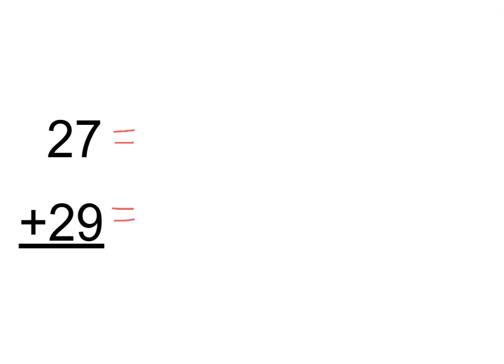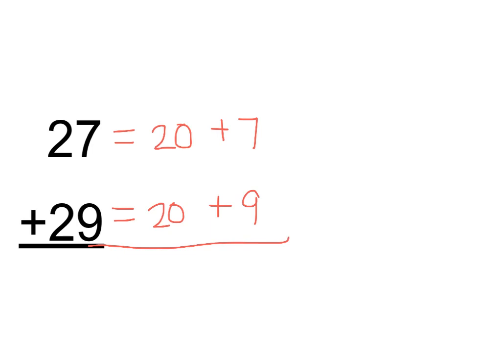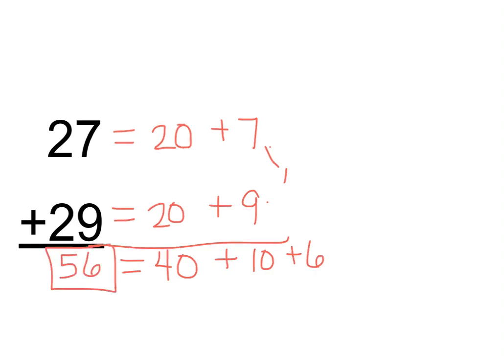27 plus 29. 20 plus 7. 20 plus 9. 20 plus 20 equals 40. Remember, when I say 9 plus 7, I think 10 plus 6. So 56.